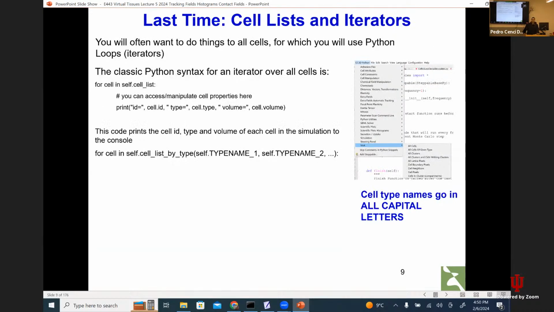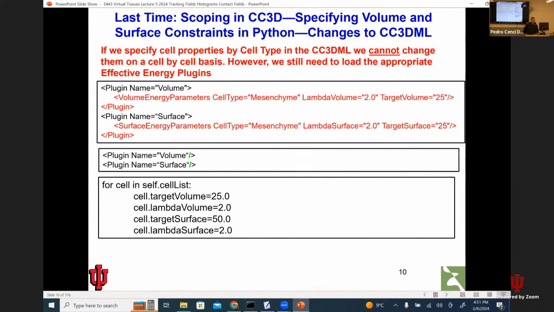We also learned how to loop over cell lists. There are two important cell lists in CompuCell. The first one is the cell list, which is self.cell_list. And there is a second one, which is the cell list by type. So if you have multiple types in your simulation and you just want to look at one specific type of cell, you do self.cell list by type, give the type name, and you will scan all the cells of a certain type.